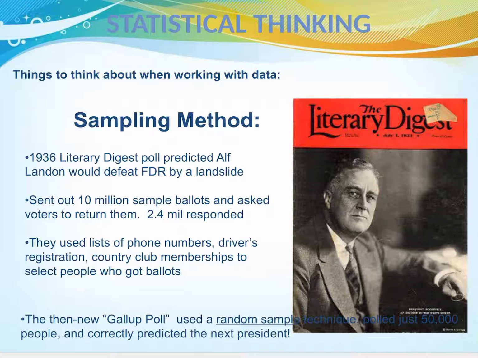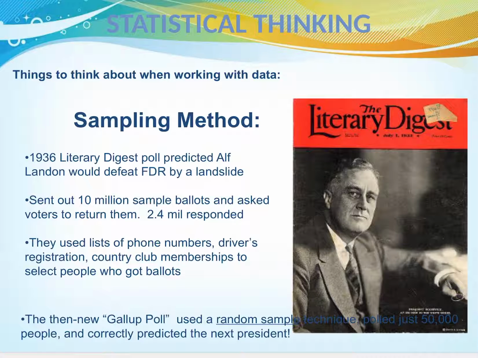The other thing that they did is they selected folks who received the ballots by phone numbers, driver's registrations, and country club memberships. Now remember, 1936 is just after the Depression. Folks that have phones, drive cars, and certainly are members of country clubs are probably in a different financial bracket than those who do not.